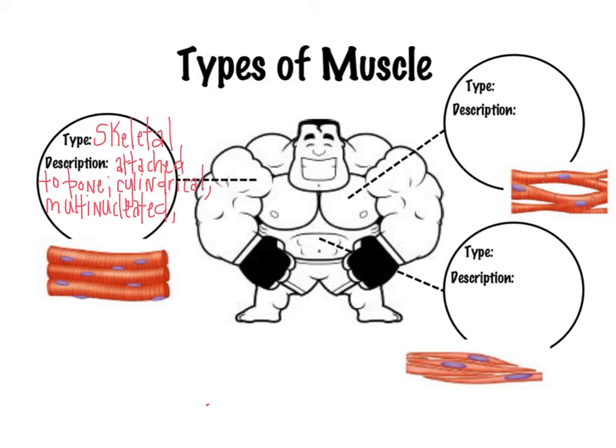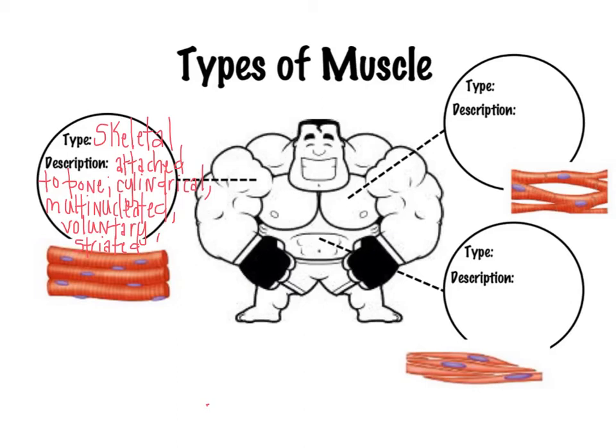So it's attached to bone, it is cylindrical in shape, it's multinucleated, it is voluntary, so I'm choosing to use these. And then the last thing again is that it is striated. We'll talk about what exactly that is, but it just looks like it has a striped appearance. You can see it looks like they have vertical stripes. That's just different types of fibers that it's made out of. So if you know these descriptions, you are in good shape for skeletal muscle.